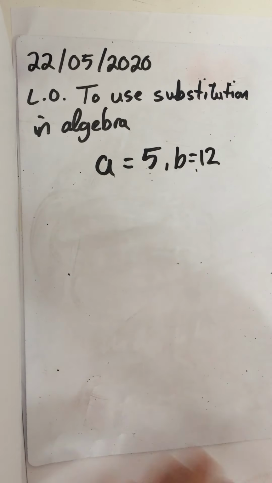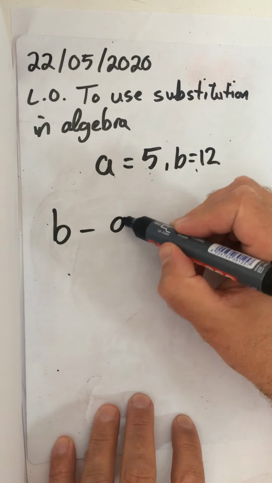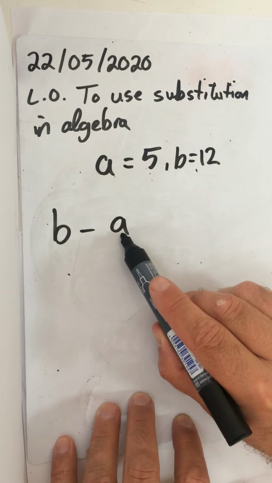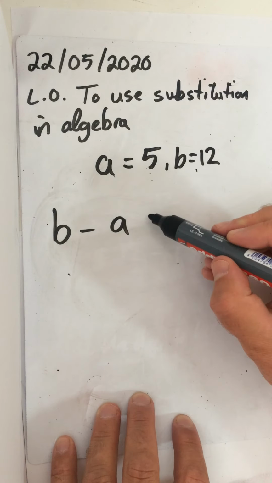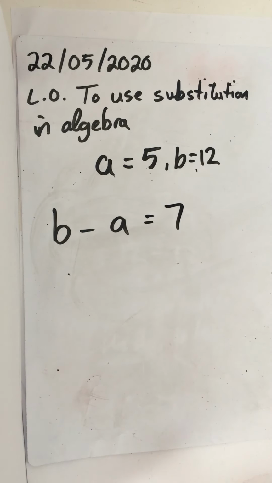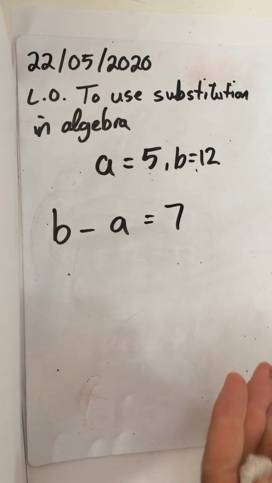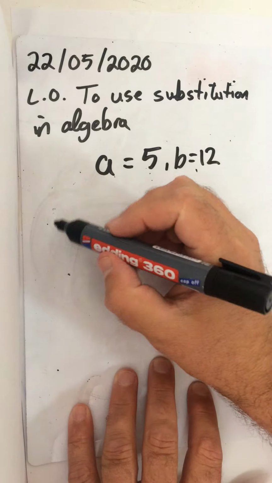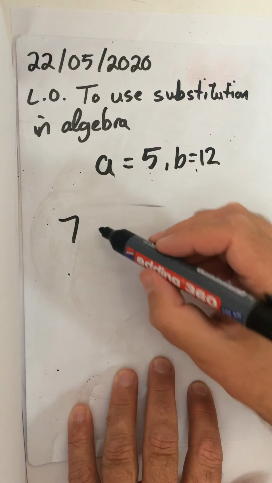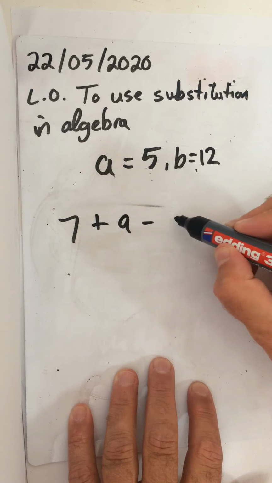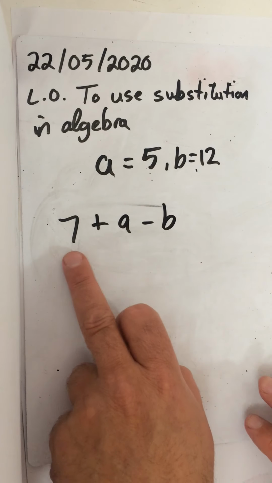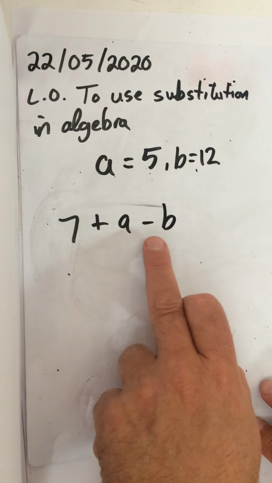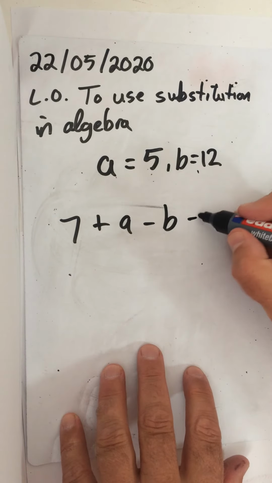Let's have a little look. What is b take away a? Well, b is 12, a is 5, so 12 take away 5 is 7. b take away a is 7. Okay, let's have a little look. 7 plus a take away b. What would that be? Well, 7 plus a is 12. 12 take away 12 is 0.